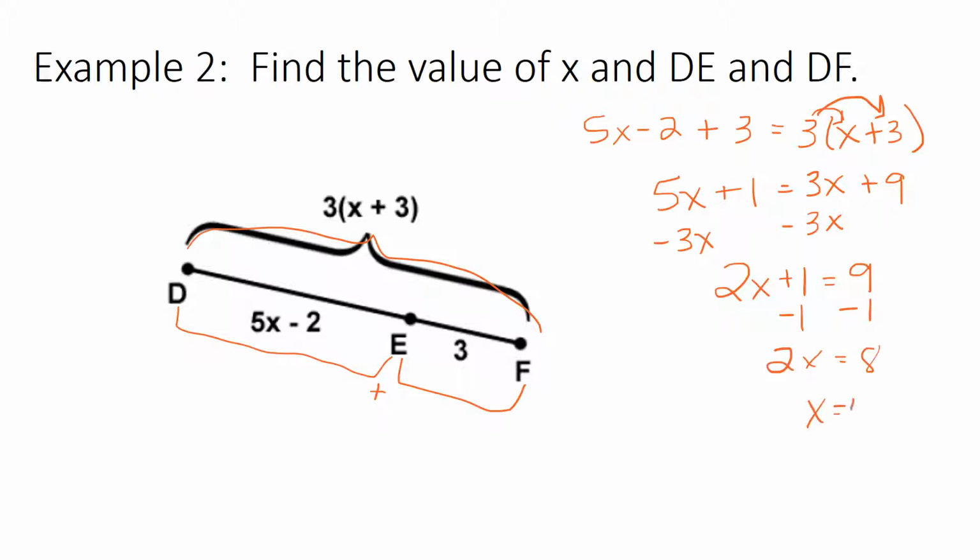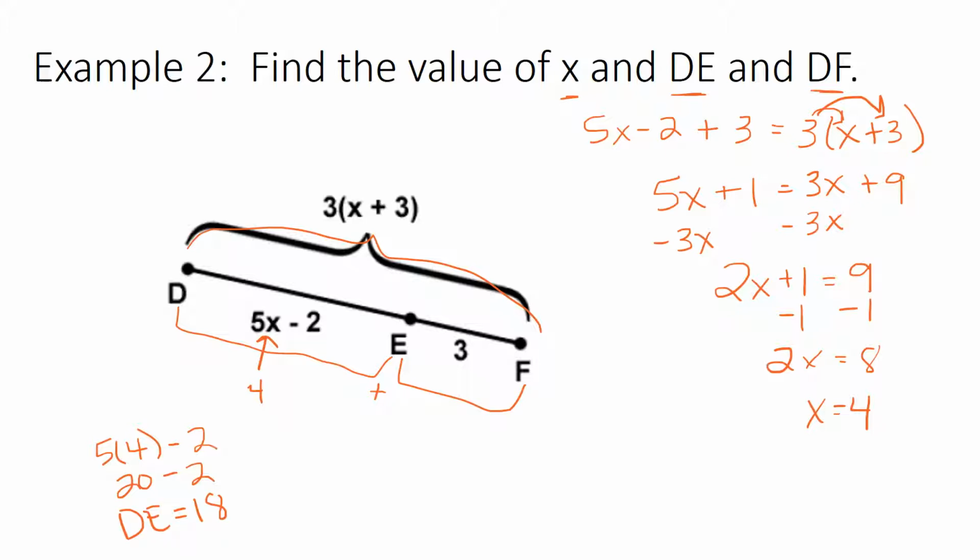x should equal 4. But I didn't only have to find x. I have to find DE and DF. So plugging in for DE, I know what this x is. I can plug the 4 in for the x. So I'm going to take 5 times 4 minus 2. 5 times 4 is 20. 20 minus 2 equals 18. So now I know that DE is 18.